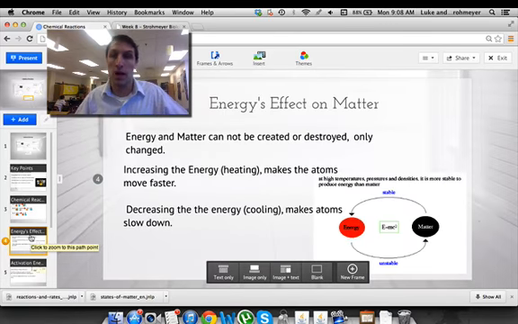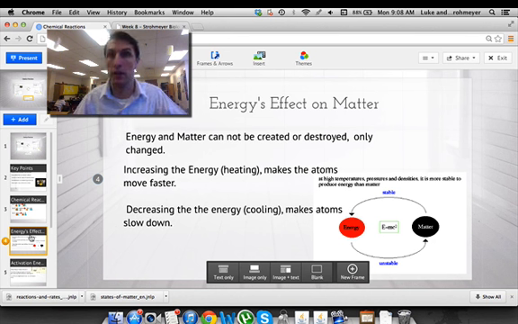Energy and matter cannot be created or destroyed, only changed. Energy can be changed, for example, light energy from the sun can be turned into heat, and you feel that when you stand out in the sun. That light energy is hitting your skin and warming you up. And matter cannot be created or destroyed, only changed. We have 3 forms of matter: solid, liquid, and gas.